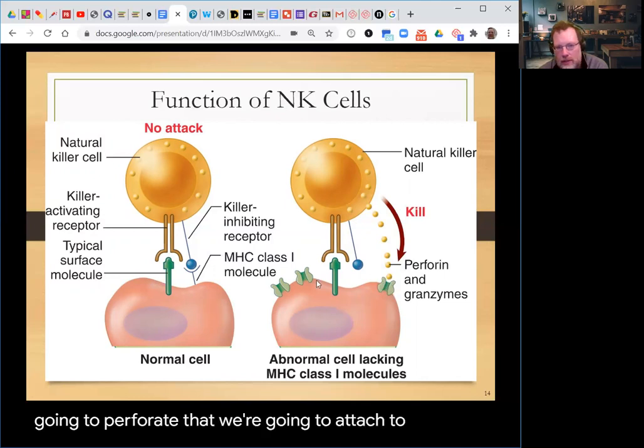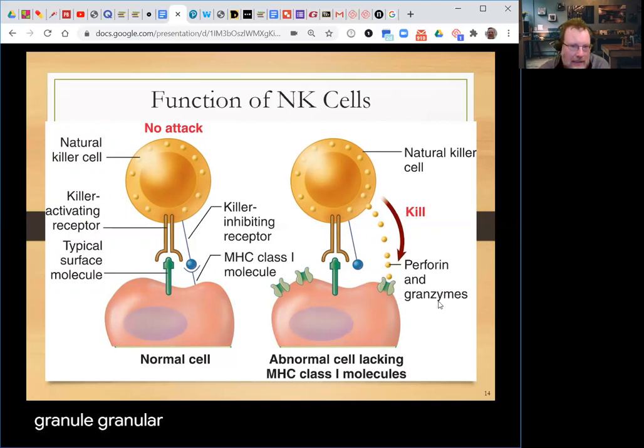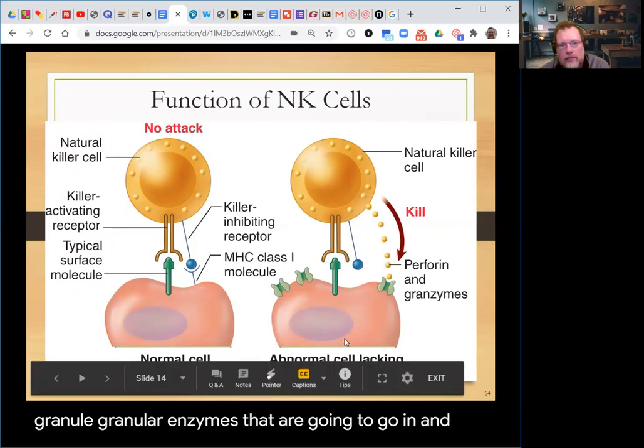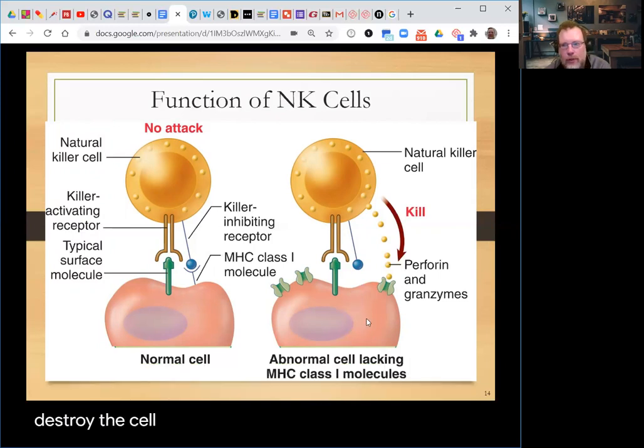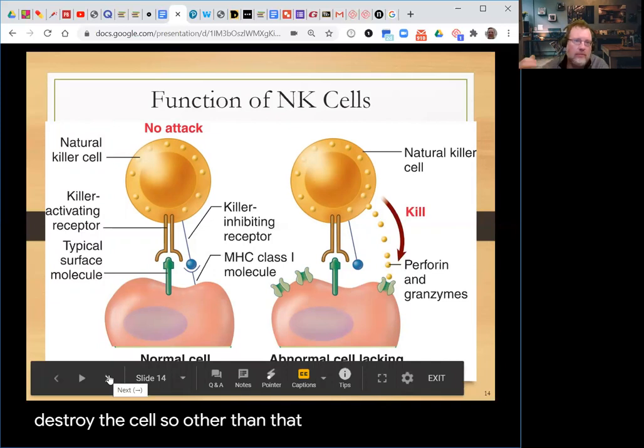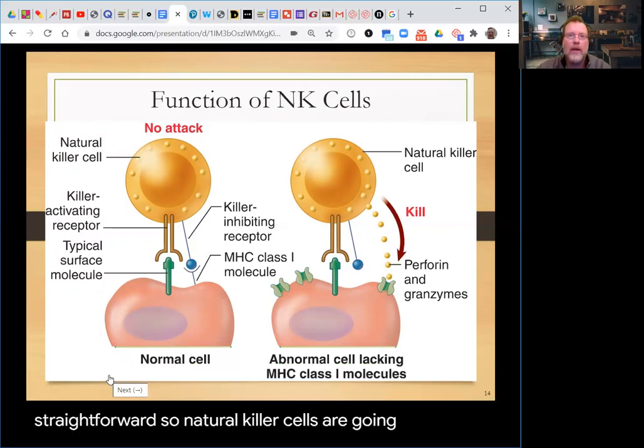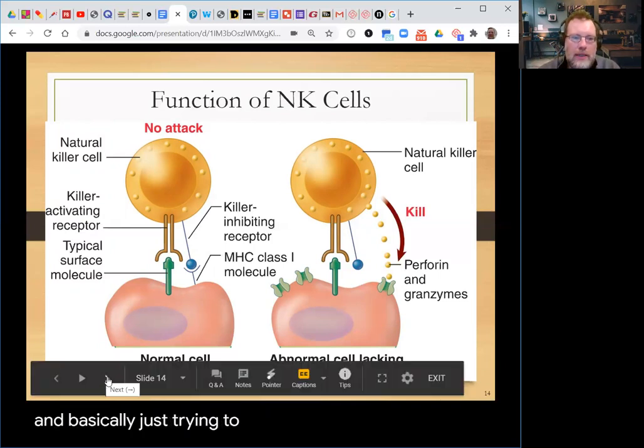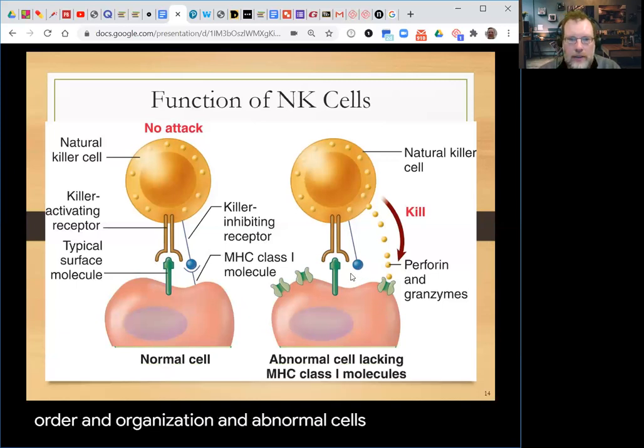We're going to attach to some sort of integral membrane protein channel and dip that perforin in there, and hopefully we can perforate the cell membrane, get in, add some granzymes, which are granular enzymes that are going to go in and destroy the cell. Other than that, it's fairly straightforward. So natural killer cells are going around and basically just trying to maintain some semblance of order and organization. And abnormal cells or cells that lack the MHC class 1 molecules are going to get destroyed.